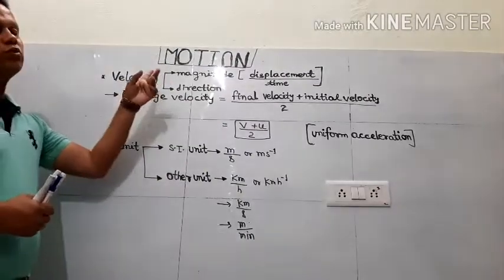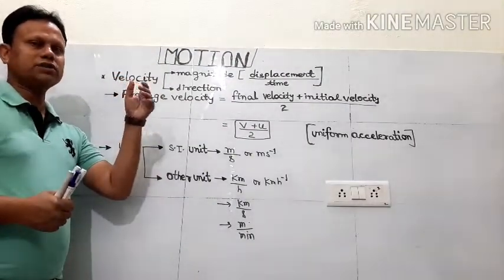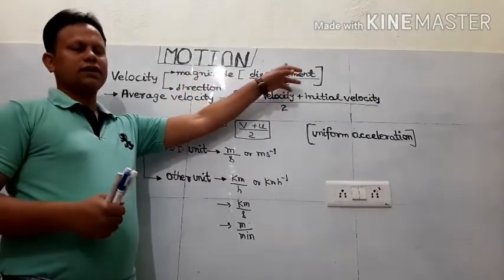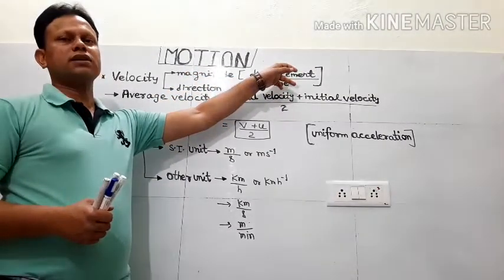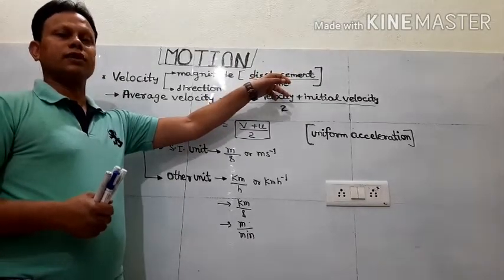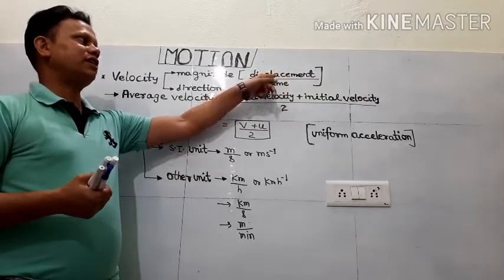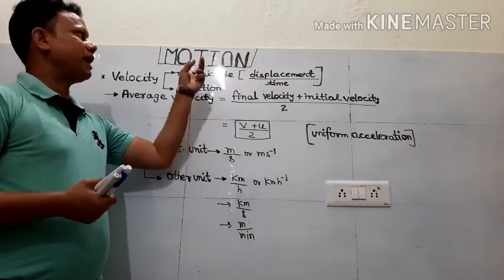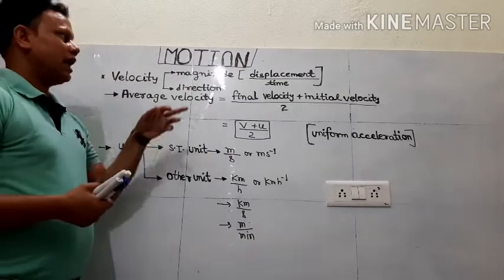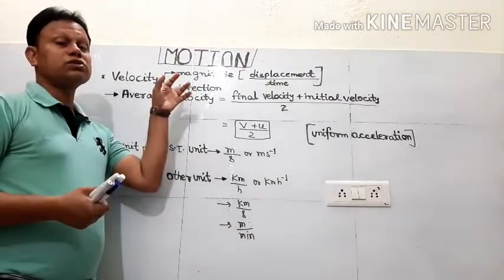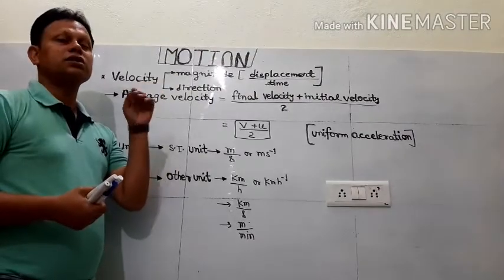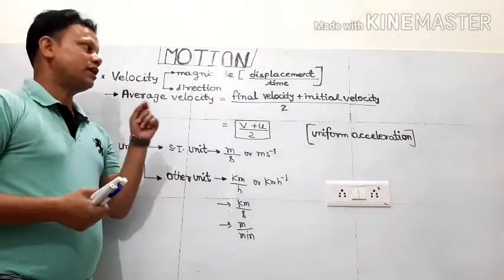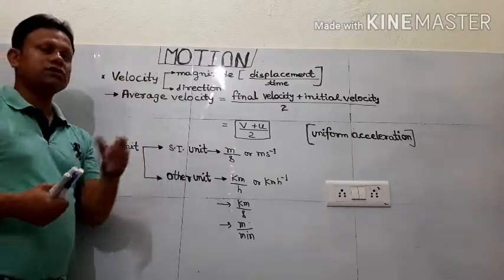Now to focus on some additional points related to velocity. Velocity has two parts to be discussed. One, the magnitude of velocity, which we calculate from the displacement of the object and the time in which it has displaced. When we divide displacement by time, we get the magnitude of velocity, and we have to mention the direction also, in which direction the displacement per unit time is calculated. So this is about velocity.